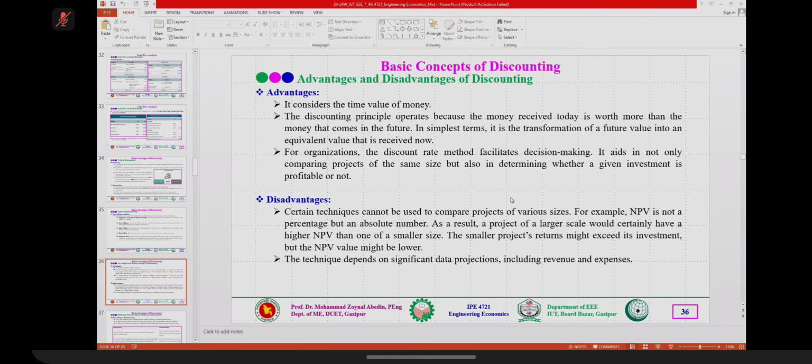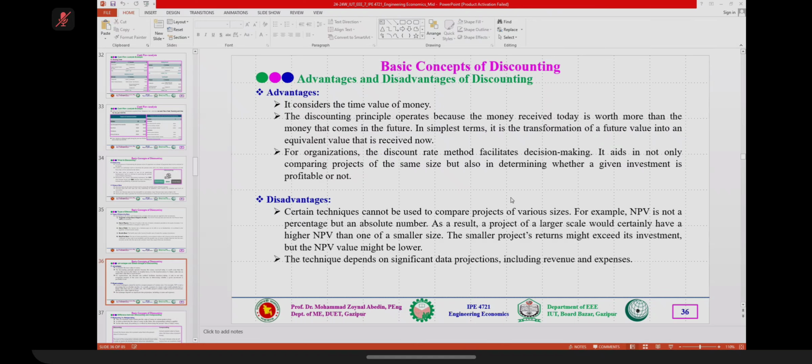But it has some disadvantages. Certain techniques cannot be used to compare projects of various sizes. For example, NPV, the net present value, is not a percentage, but an absolute number. As a result, a project of a larger scale would certainly have a higher NPV than one of a smaller size. If you have different kinds of companies, a smaller size company has a smaller NPV, and a larger scale company will have a larger NPV.